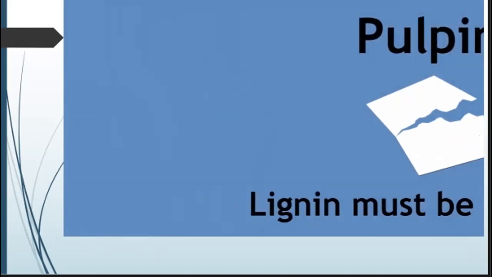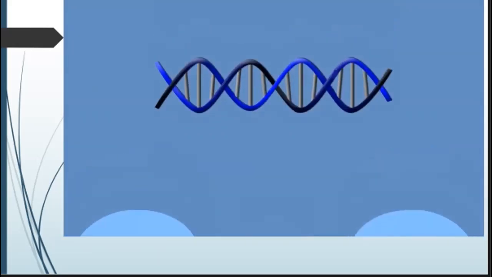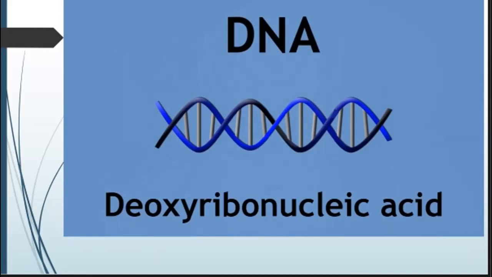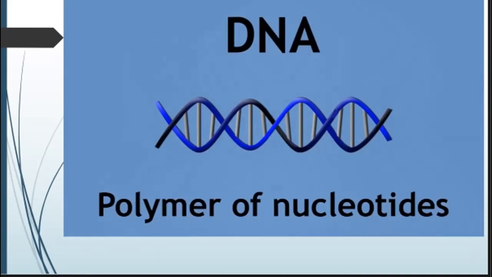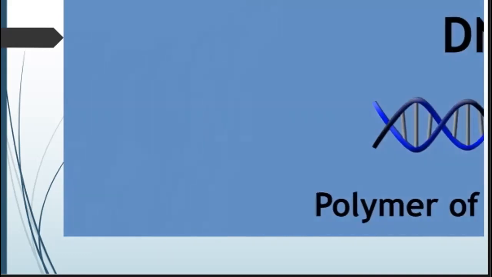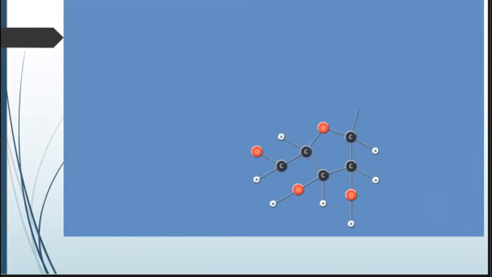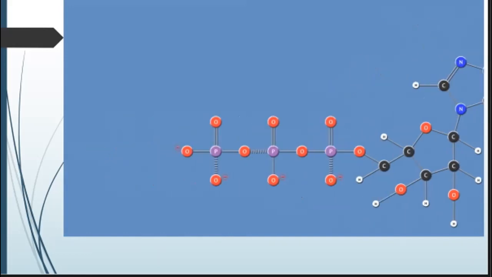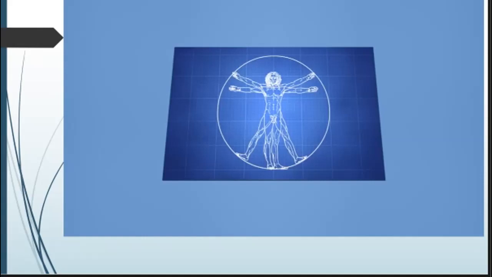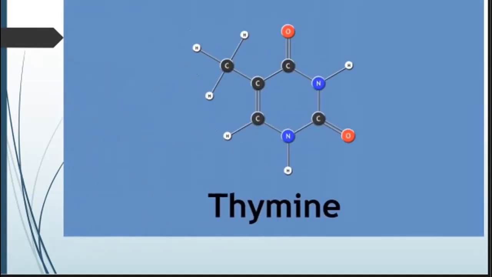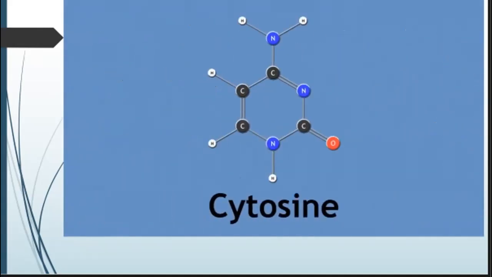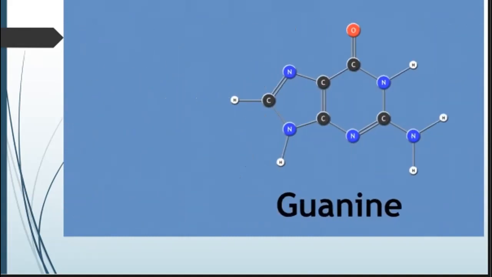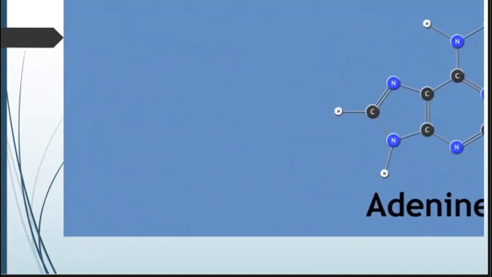Now, let's look at ourselves. So what exactly makes us what we are? DNA, or deoxyribonucleic acid, is a polymer of nucleotides. Each nucleotide is made of a sugar, a nitrogenous base, and two or three phosphate groups. Our DNA is the genetic blueprint of what we are. There are only four nucleic acids that form our DNA, yet the possibilities of arranging these monomers are virtually endless.